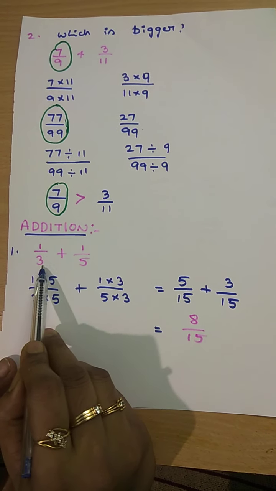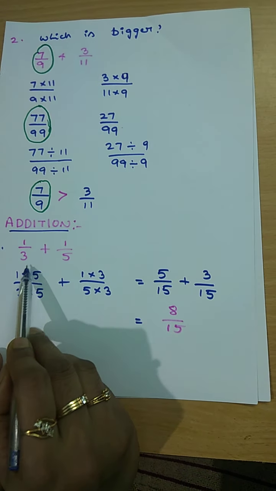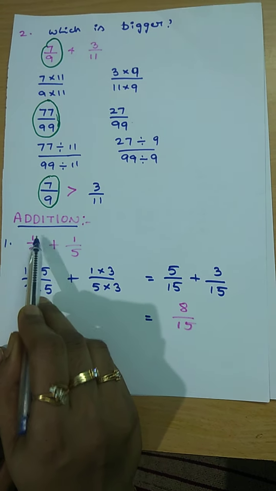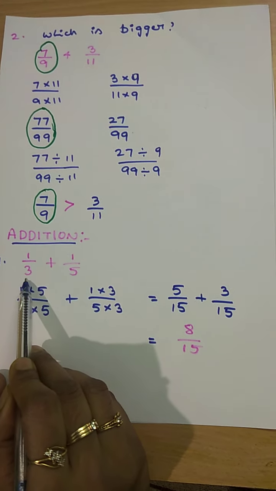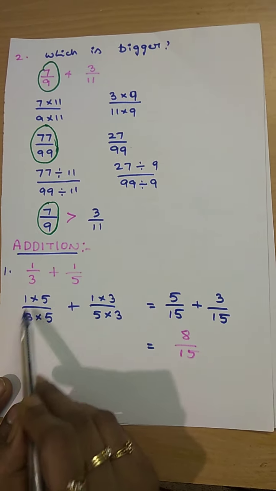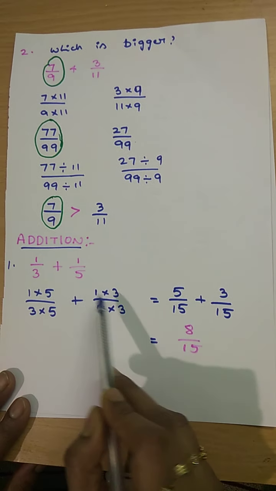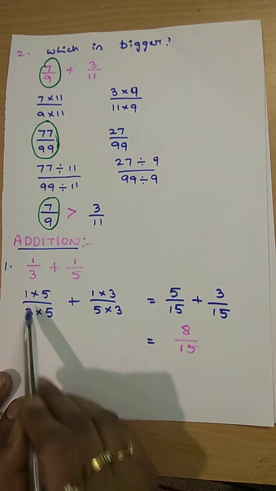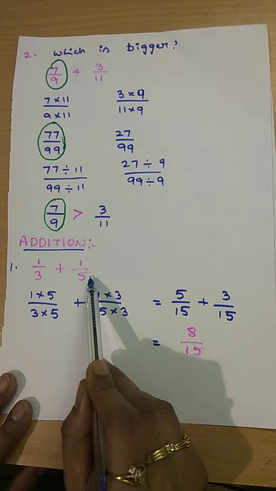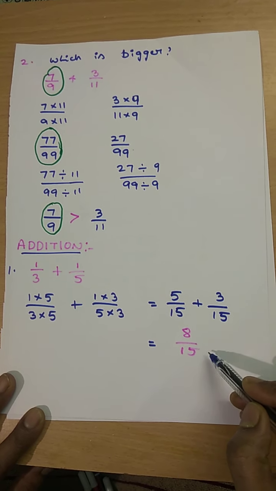By multiplying the first fraction, 1 by 3, by 5, numerator and denominator both we need to multiply with 5. Here 5 is there, that's why I'm going to multiply here with 5. Here 3 is there, that's why I'm going to multiply this fraction with 3. So 1 into 5 divided by 3 into 5, plus 1 into 3 divided by 5 into 3. That gives 5 divided by 15 and 3 divided by 15. So I have changed these unlike fractions into like fractions so that I can do addition simply.